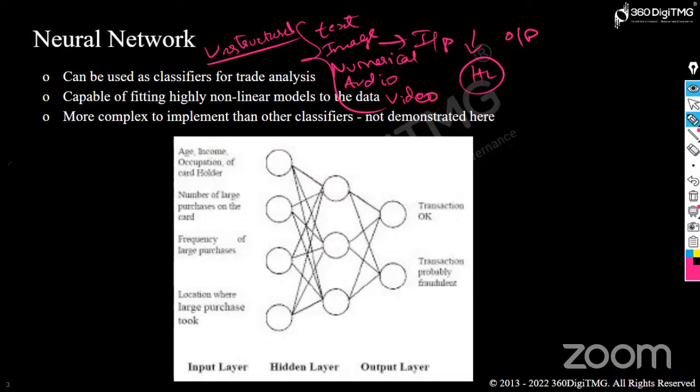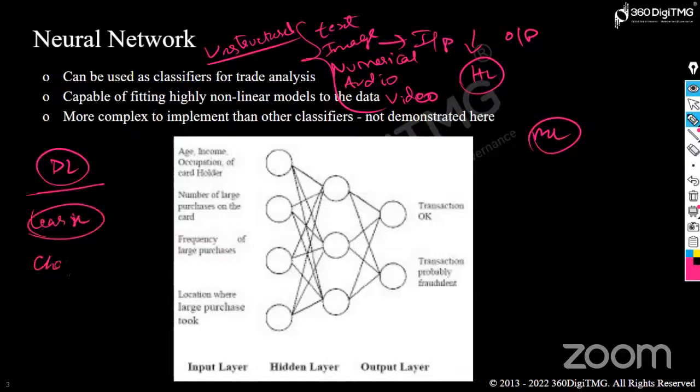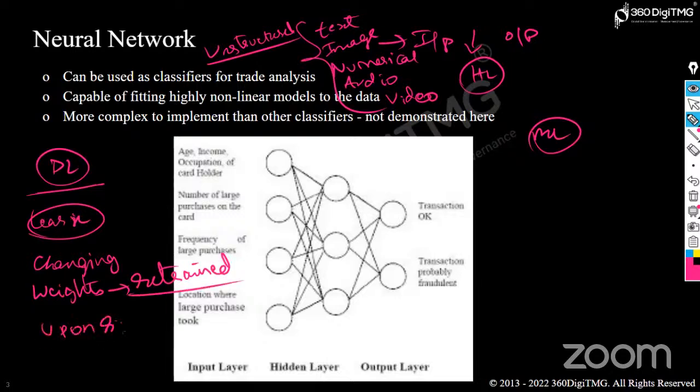So why are we learning deep learning when we already have traditional machine learning models? Deep learning is a concept where it is going to learn by changing the weights, and it is going to get retrained upon several iterations.